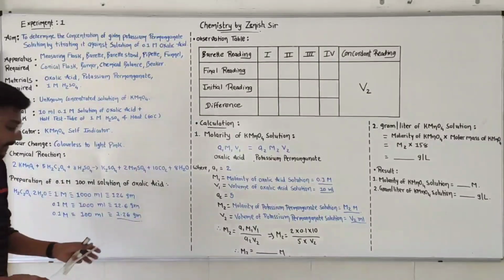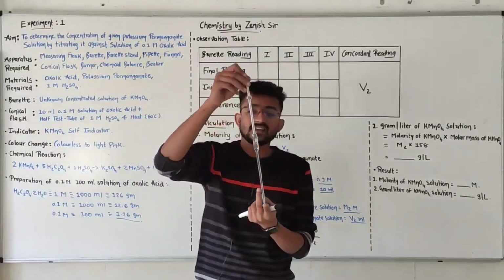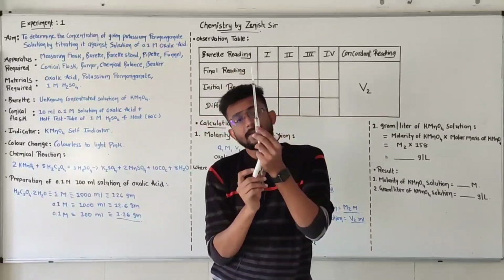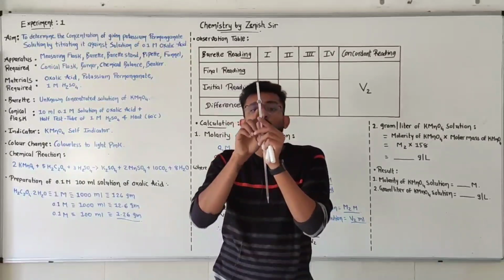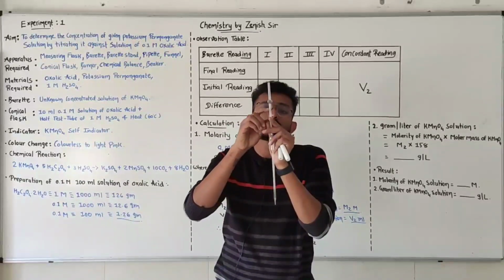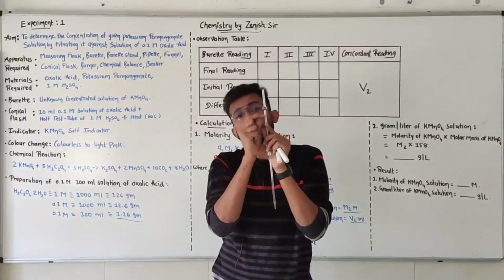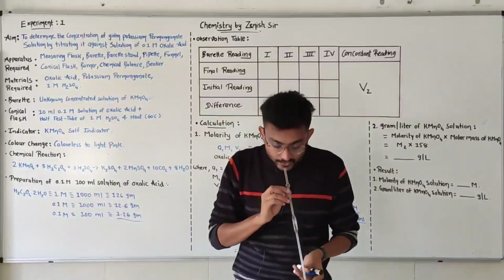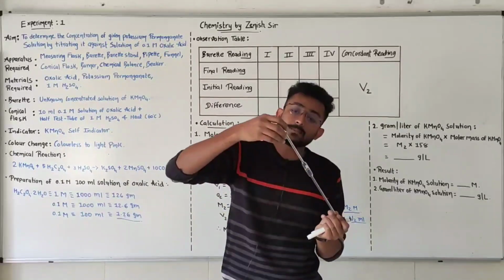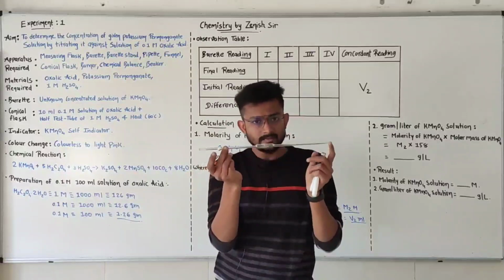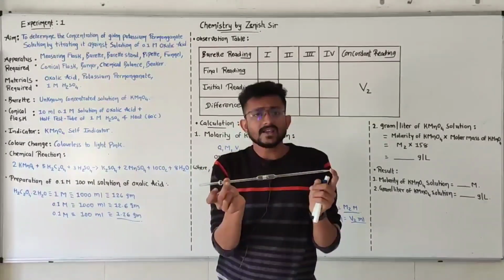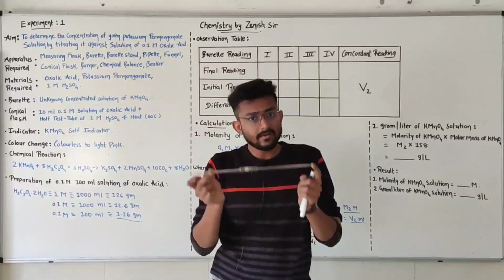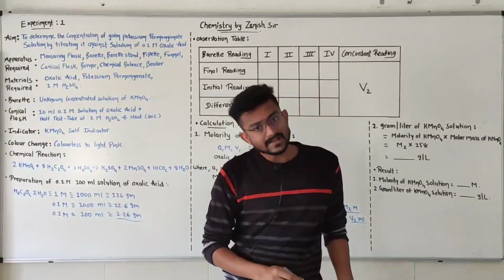After that, the pipette. This is your pipette. Here there is a 10 ml mark, and over here there is a boundary. So if you fill the pipette up to this boundary, it is a 10 ml solution. You suck it up and make it up to this mark. We will use this to measure 10 ml of oxalic acid solution, and we will transfer it into the conical flask.